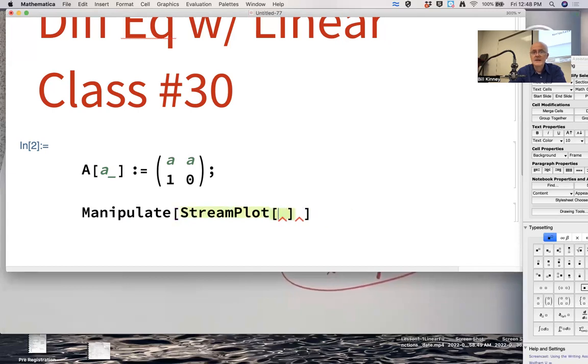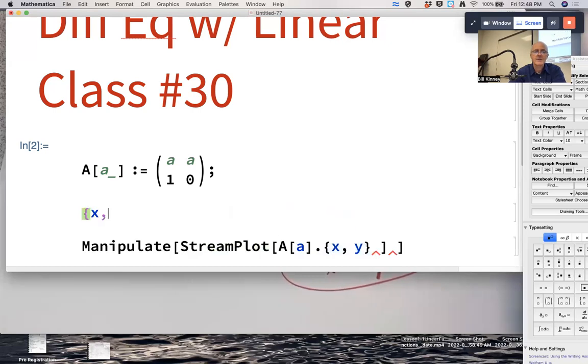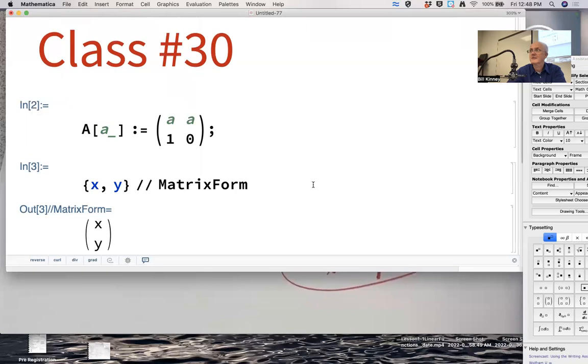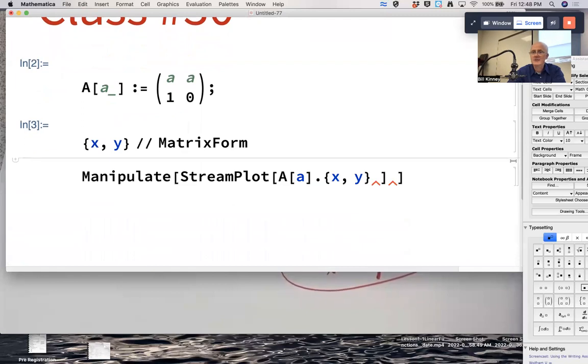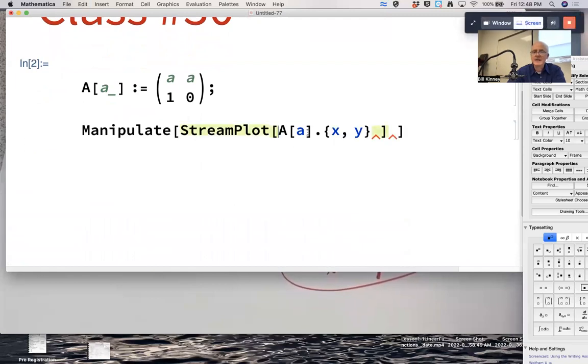The quickest way to write the vector field once we've got our matrix A is to write it as capital A of little a, period, in curly braces x, y. That does this matrix times a vector x, y. Really, that's represented in Mathematica as a column vector. The period is how you do matrix multiplication, not a star. This is the matrix A times the column vector x, y. This is the vector field.